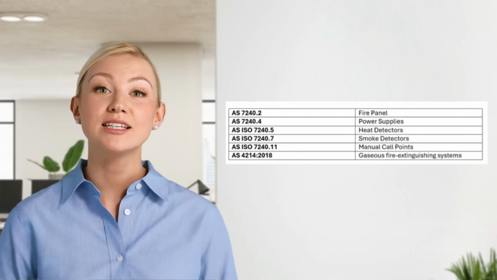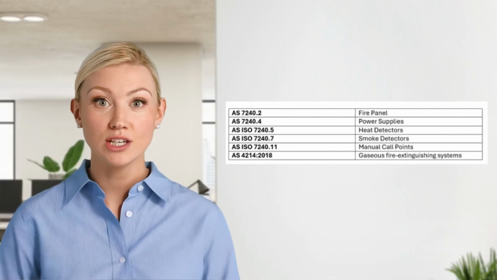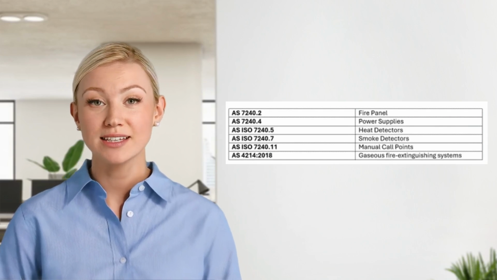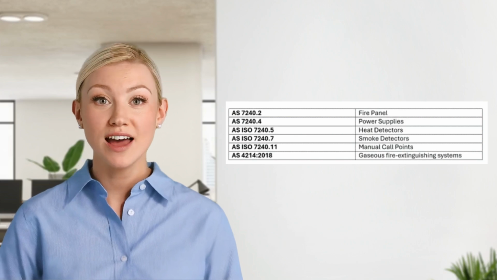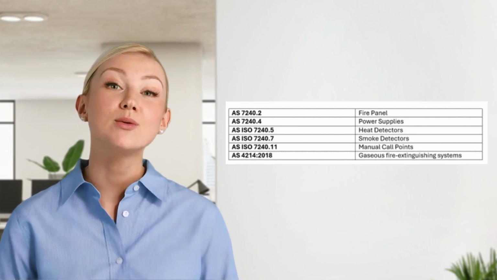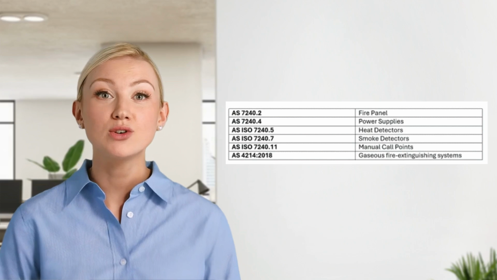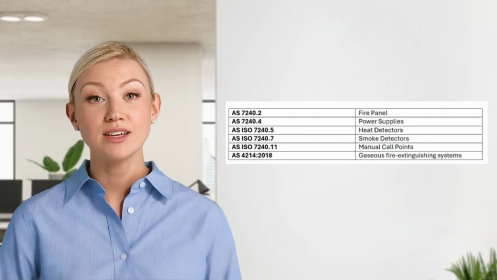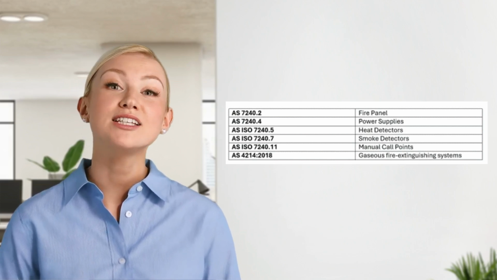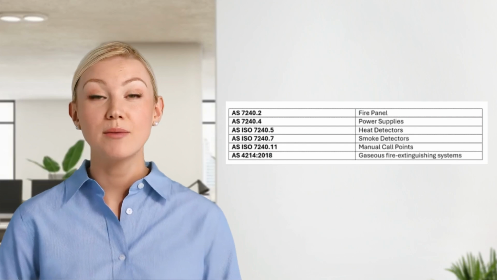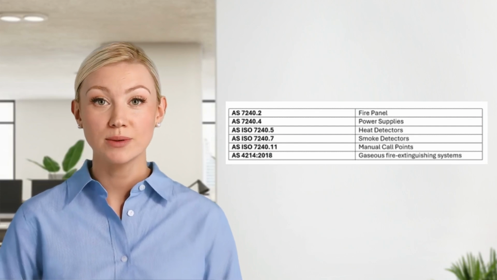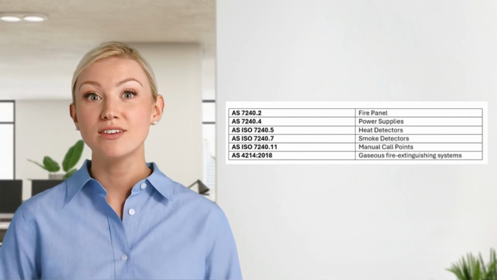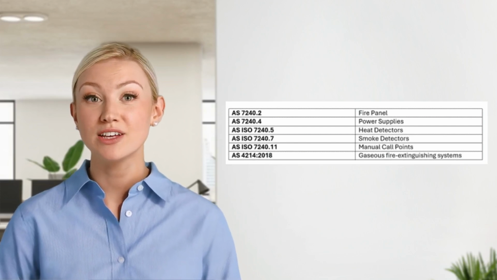The products selected for special hazard and gas suppression must allow the installation to comply with the normative references. 1670 Part 5 clearly states that the equipment used must comply with the normative references listed in 1670 Part 1. For example, the panel must comply with 7240 Part 2. The power supply must comply with Part 4, and so on. Please make a note of these standards and cross-reference them with the products you are considering for your installation.